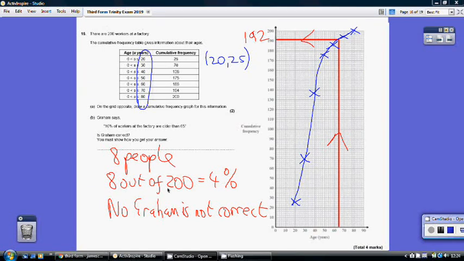Now, that's 8 out of 200 people. So that's 4%. So Graham is not right. There are not 10% of workers older than 65. There are 4%.